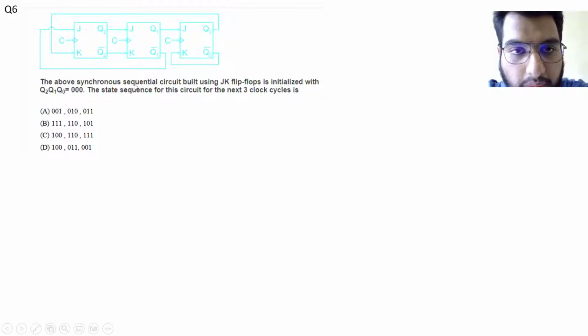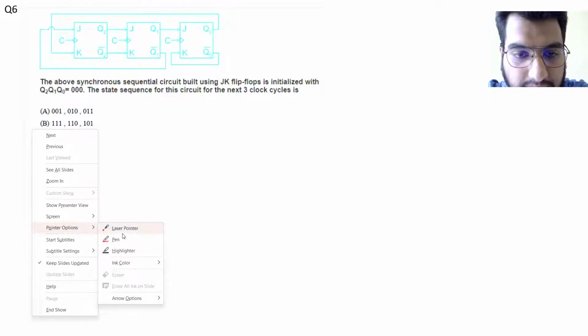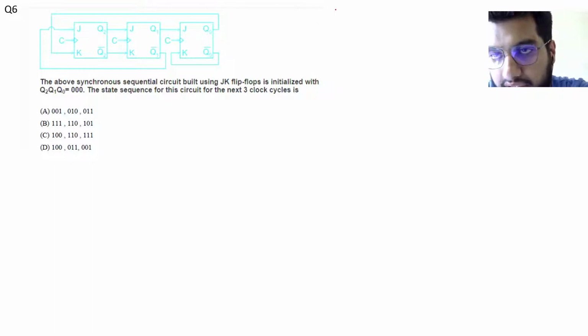The question asks: the above synchronous sequential circuit built using JK flip-flops initializes Q2 Q1 Q0 equal to 0 0 0. So Q2 equal to 0, Q1 equal to 0, Q0 equal to 0. The state sequence for this circuit for the next 3 clock cycles is. So what we'll do here, we'll first write the truth table of the JK flip-flop as we did earlier. So J, K, Qn, and this is Qn plus 1.